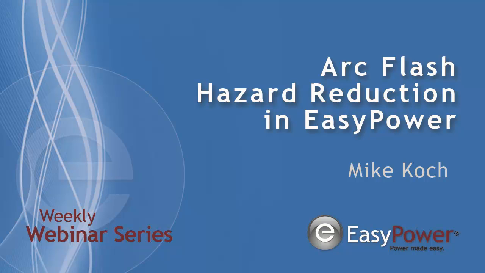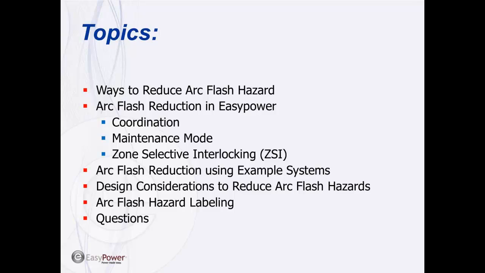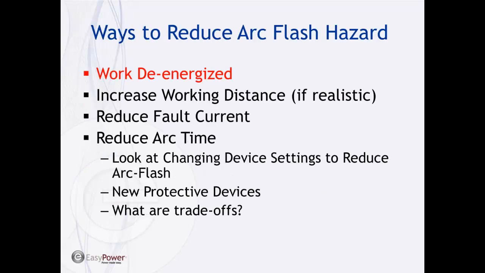The topics for today's webinar include ways to reduce arc flash hazards, how to use arc flash reduction in EasyPower, whether that's through coordination, maintenance mode operation on particular protective devices, and selective interlocking. We'll also look at some example systems and how you might, for typical systems, reduce your arc flash energies. We will look at some design considerations, and we'll follow that up at the end with some arc flash hazard labeling comments.